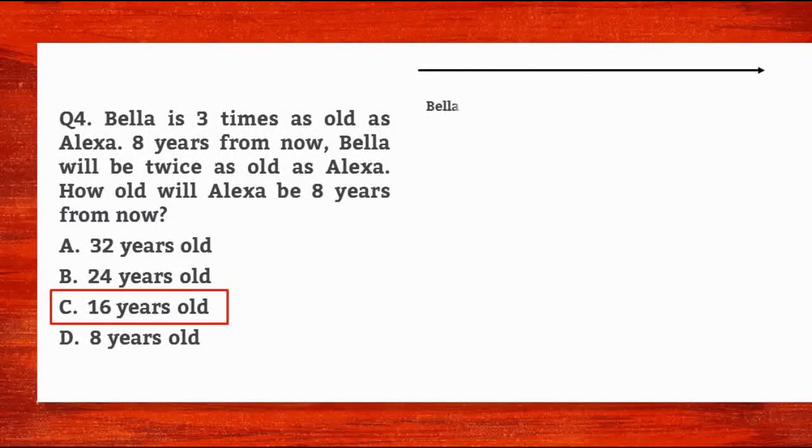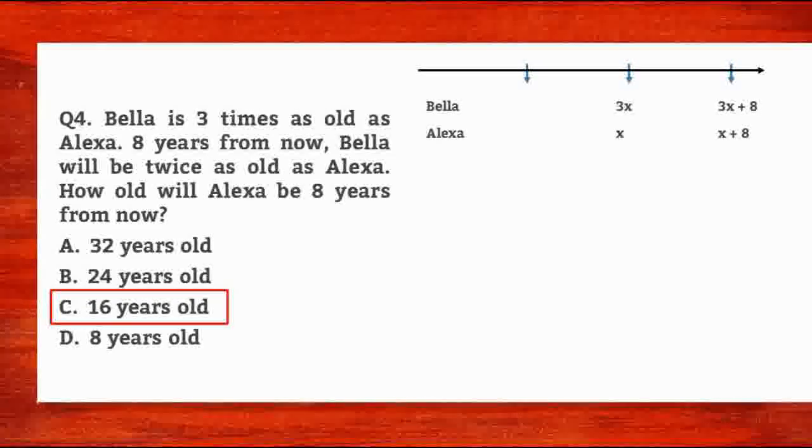So applying the T solution, we write the persons involved or given in the problem. We have Bella and Alexa. The problem states that Bella is 3 times as old as Alexa. Thus, we can represent Alexa's age as x, and Bella being 3 times older than Alexa, Bella's present age is represented as 3x. 8 years from now, Bella's age is 3x plus 8, while Alexa's age is x plus 8. Note that in this example, we have the present and the future times which are involved. It does not involve the past.